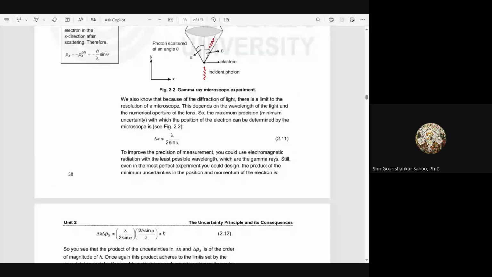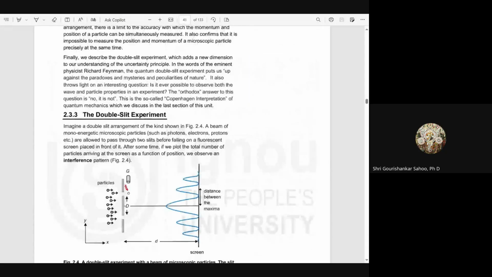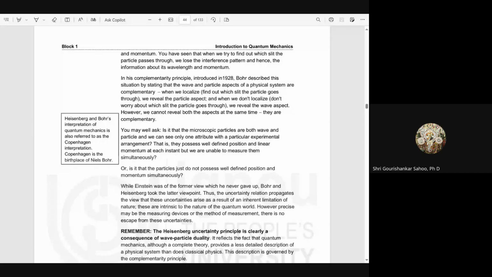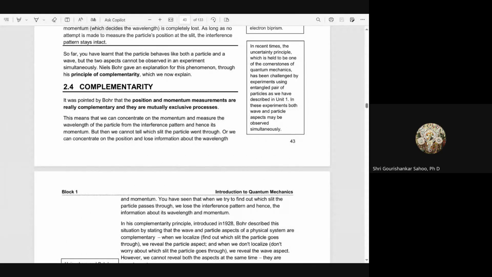And these are some experiments from where you can measure experimentally what we have discussed here. Then complementarity. It was proposed by Niels Bohr. The position and momentum measurements are really complementary, and they are mutually exclusive processes.